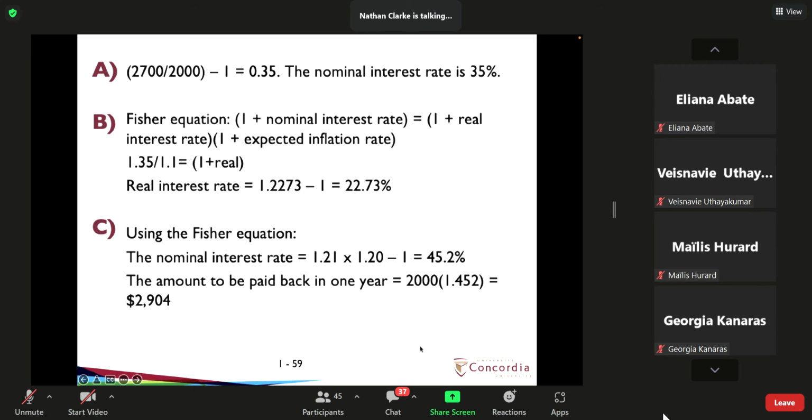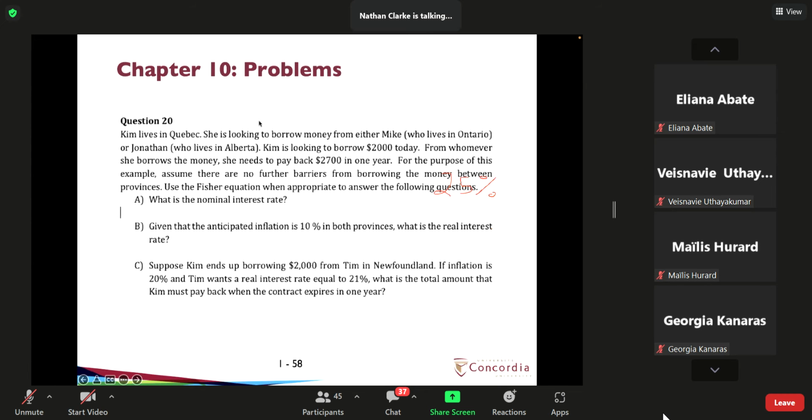I always like to point out that if you use the other equation, the approximation equation, you get 25%. So just to illustrate that there is a huge difference, and you're going to get it wrong if you don't use the right format. Then for part C, same stuff, same format, right?